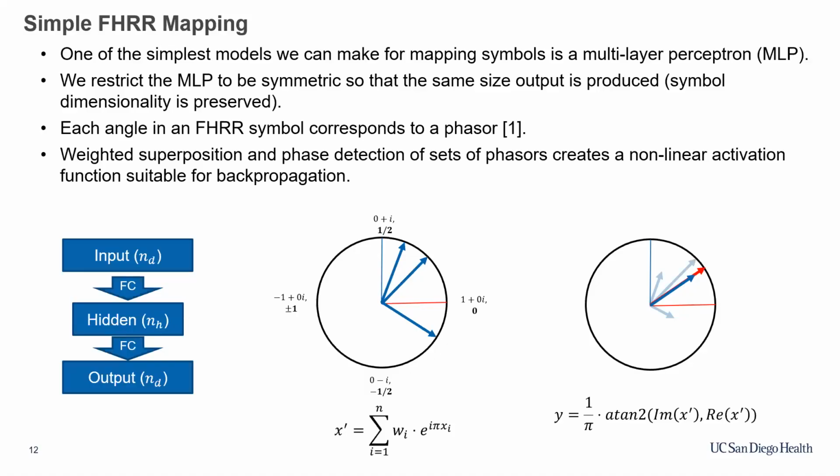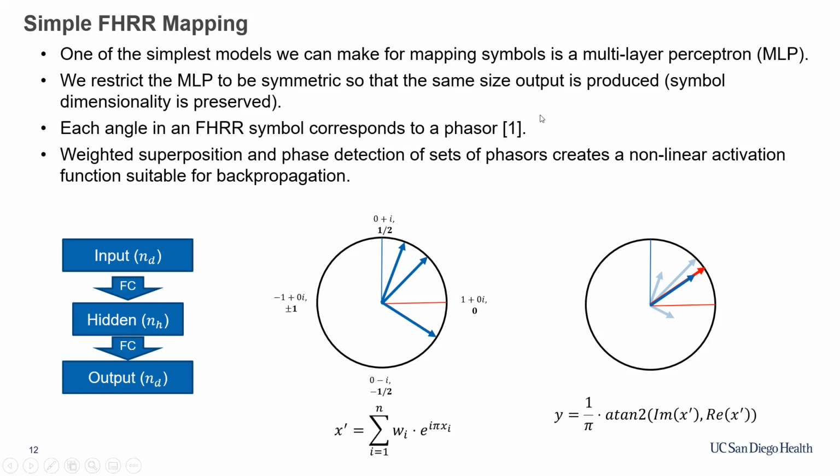All right, so now I'll introduce the concept of this residual network for processing FHRR symbols. To get into the details of how we handle a neural network that processes FHRR symbols, we restrict the multi-layer perceptron. Just as a simple model, we start out with a multi-layer perceptron and we restrict it to be symmetric so that its output size is the same as the input size. So it's just an autoencoder with a single hidden layer. That means that the input and the output are both symbols which can be compared via similarity and bound, and we can keep doing all the vector symbolic operations on them.